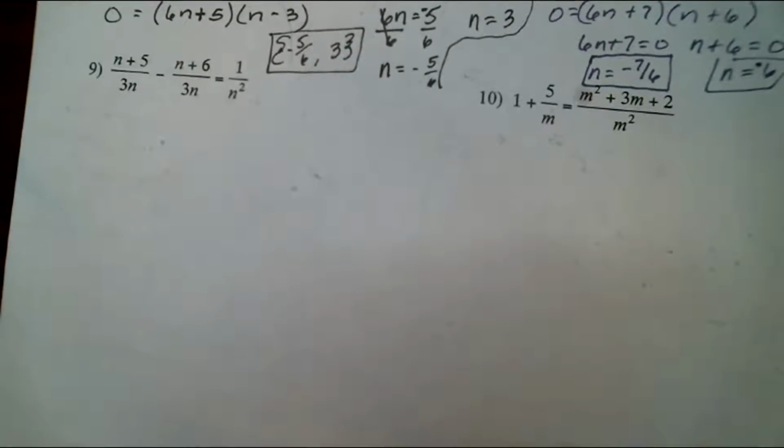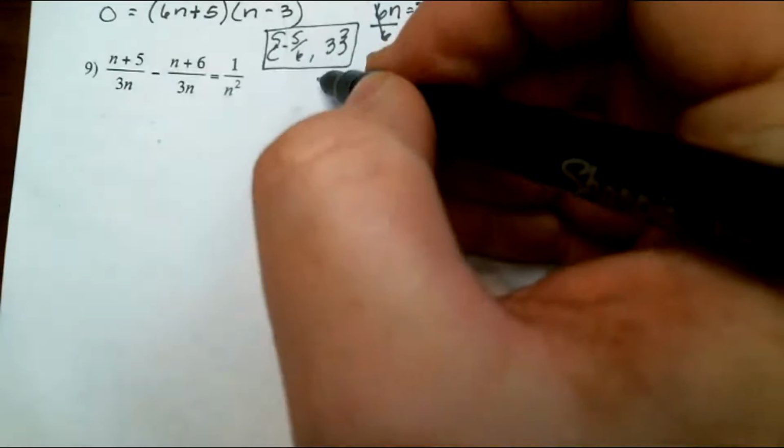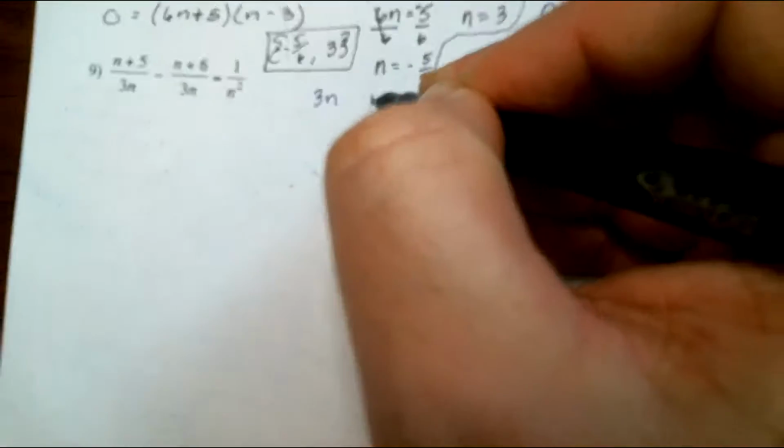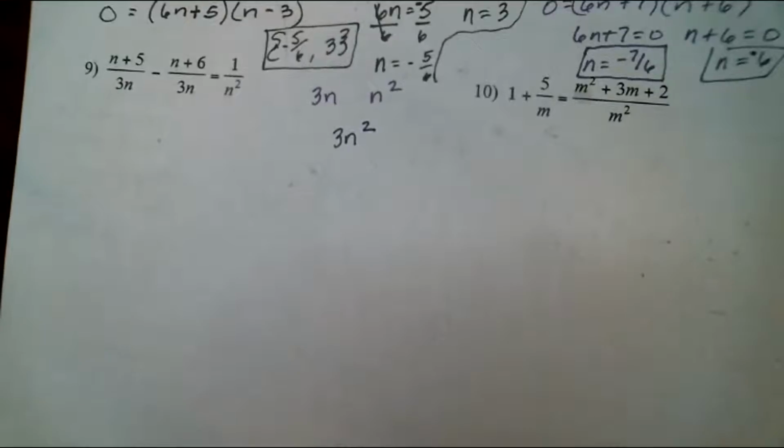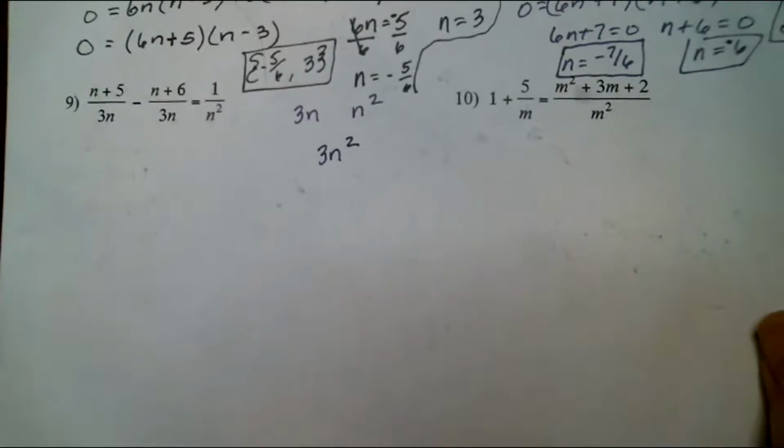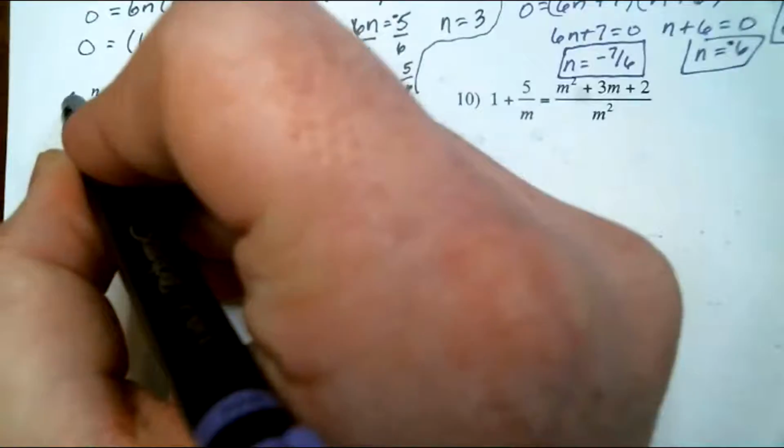So looking at number 9. Ask myself what I need to multiply everything by. Well, I have two of them, 3n and n squared, right? 3n will take care of 3n. This n will take care of one of these n, but it won't take care of the other, so I need to basically add a square there. 3n squared will cancel 3n, and it will cancel n squared. So I need to multiply everything by 3n squared.